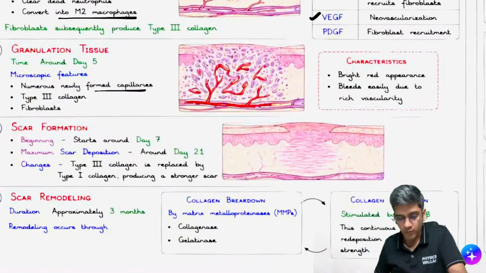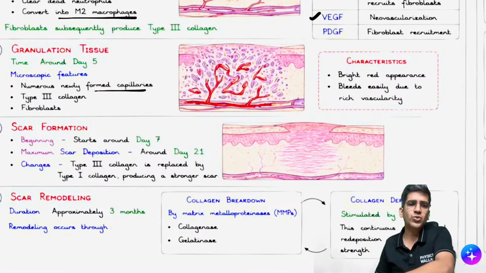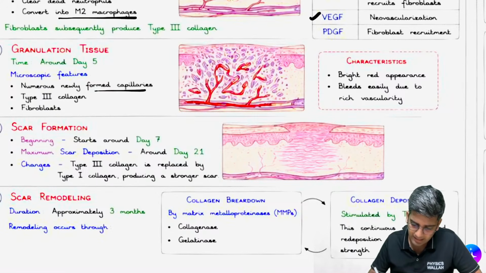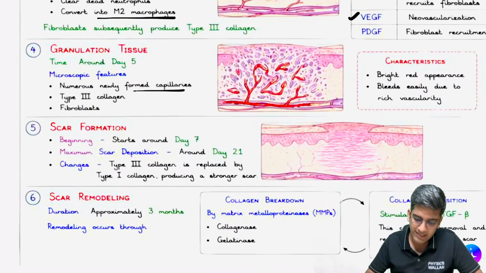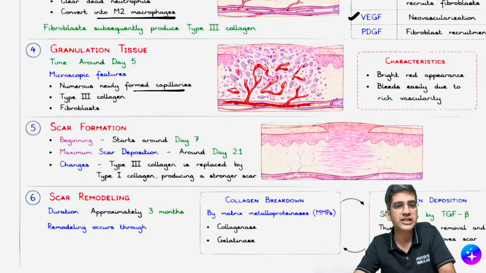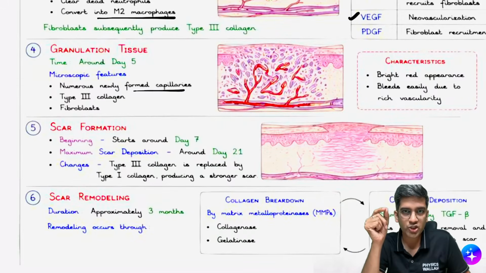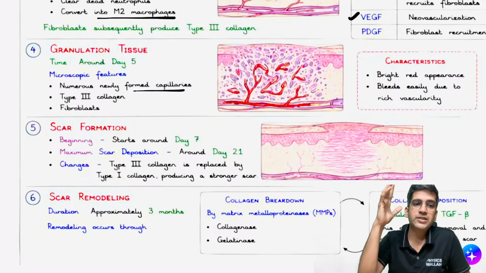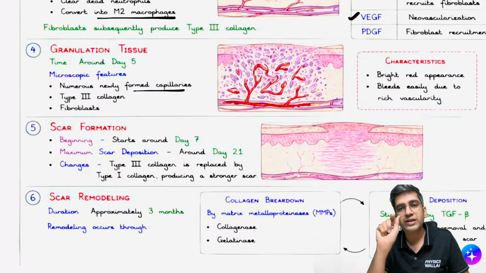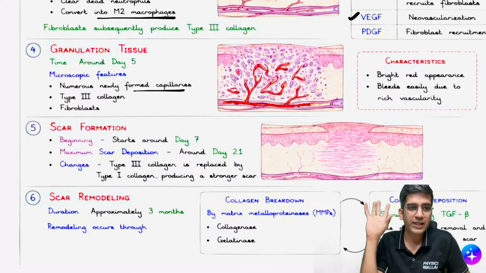The scar tissue, the beginning of scar, starts around day 7, okay? And there will be maximum scar deposition around day 21, that's the third week. The first week is where the scar starts. The third week is where I have maximum scar formation. The type 3 collagen will be replaced by type 1 collagen biochemically, fine?